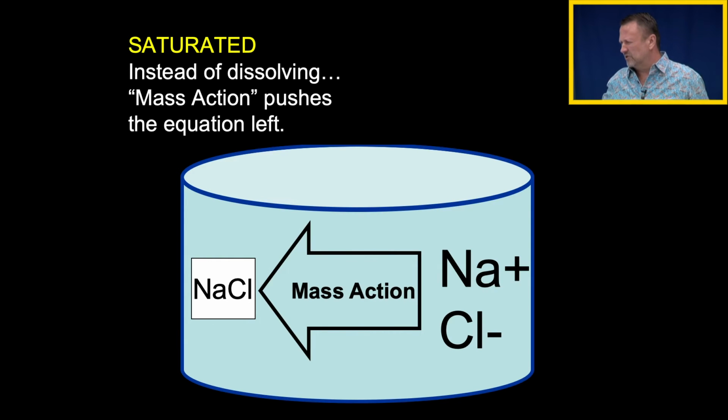Why? Because all of those sodium chloride ions that have saturated the water, well, they start pushing the equation in the opposite direction. They start pushing the equation to the left. When we started, we took the sodium chloride, we put it in the water, it completely dissolved, moving the equation to the right. But eventually, we put so much salt in the water that those ions push back, and they start causing mass action against the dissolution of this right here.